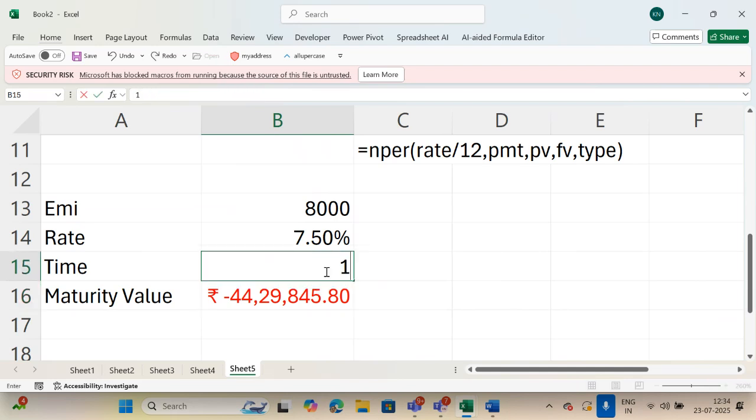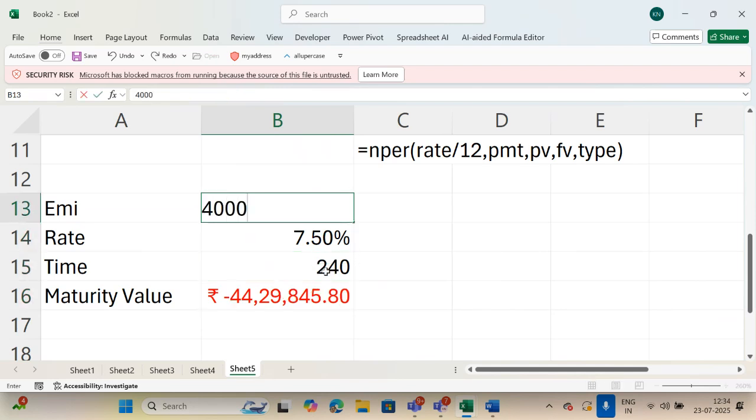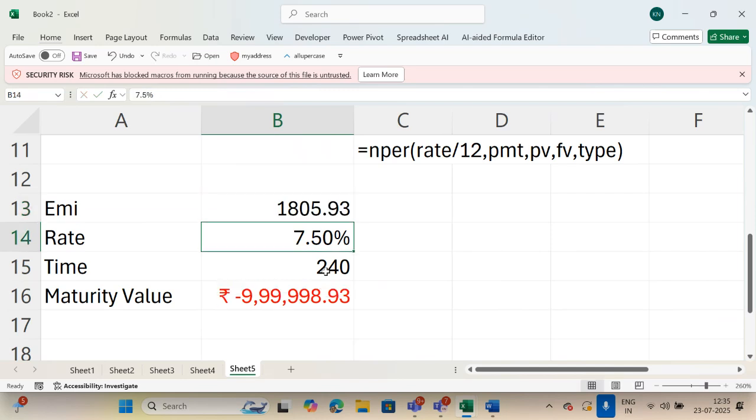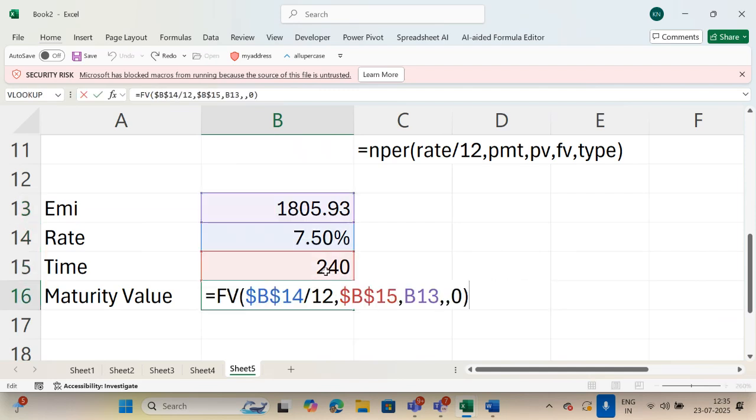And suppose it is 240, but the amount is 4,000 rupees, then. And if the amount is 1805, we already calculated, no? 10 lakh rupees. 1805 point something was there, I think so, 0.93. This is the maturity value. To calculate the maturity value, just use the FV function.